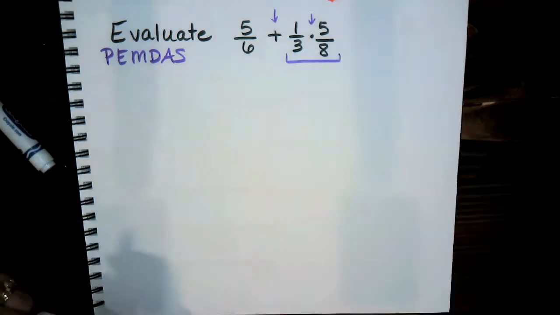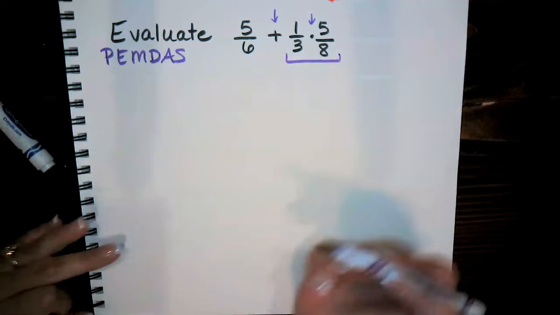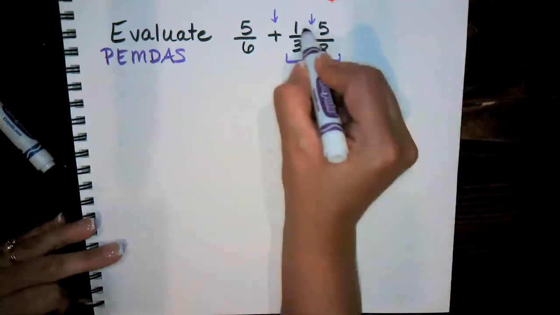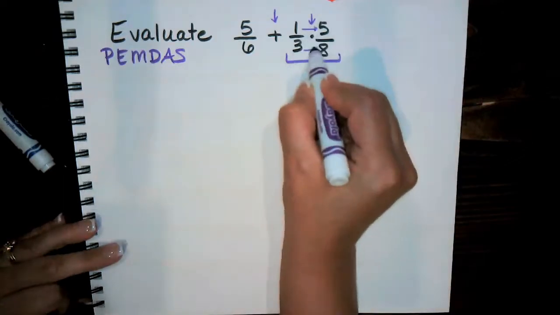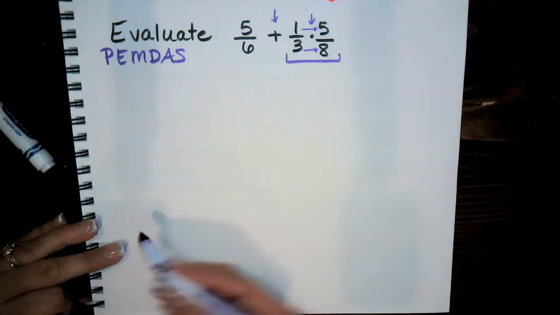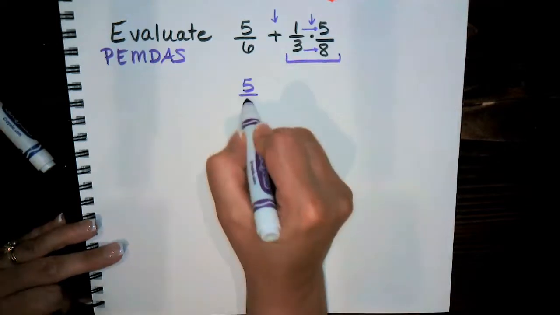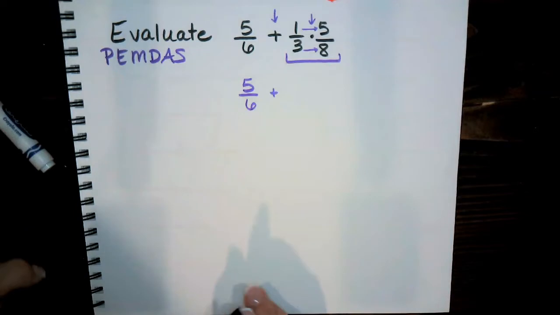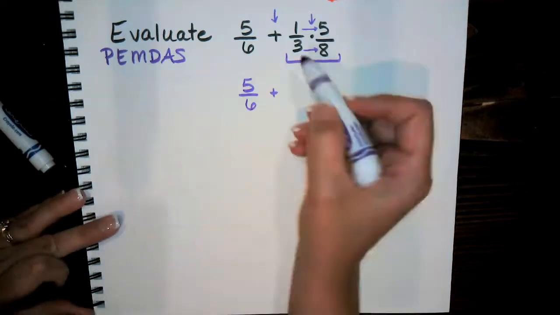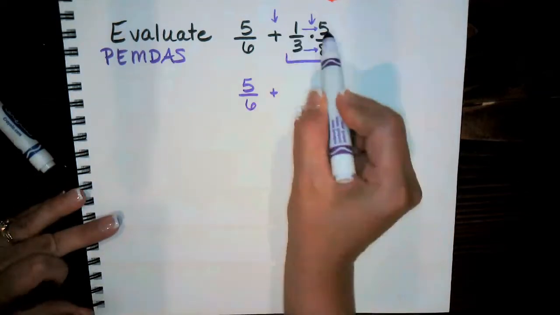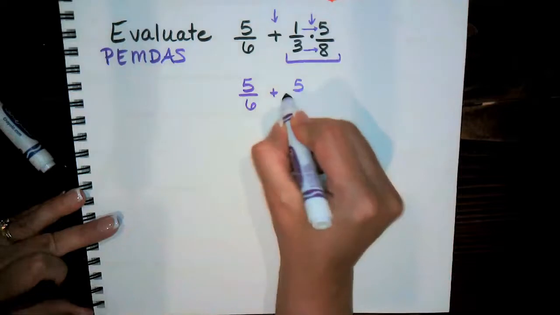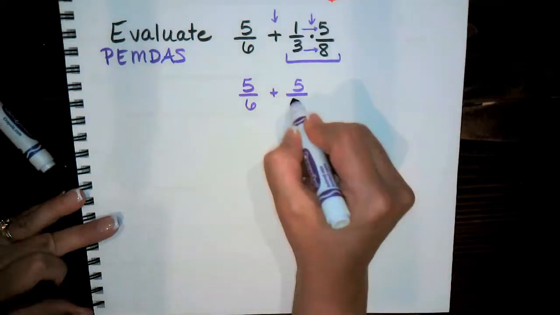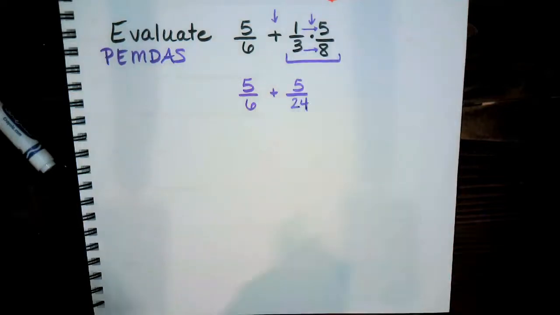I'm going to multiply 1/3 times 5/8. When we multiply, we go across the top and then across the bottom. So let me write this 5/6 just for good keeping here. We haven't done anything with it, but we're going to. Now let's multiply on the top. 1 times 5 gives me 5. And 3 times 8 will give me 24.